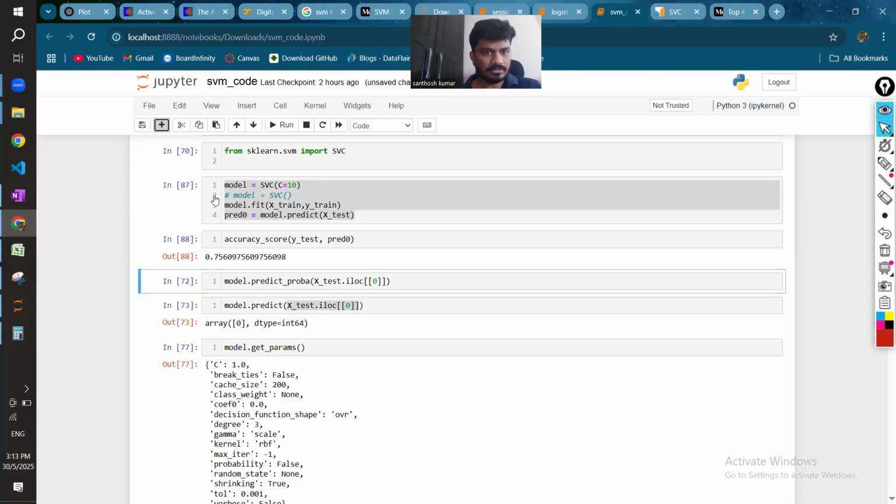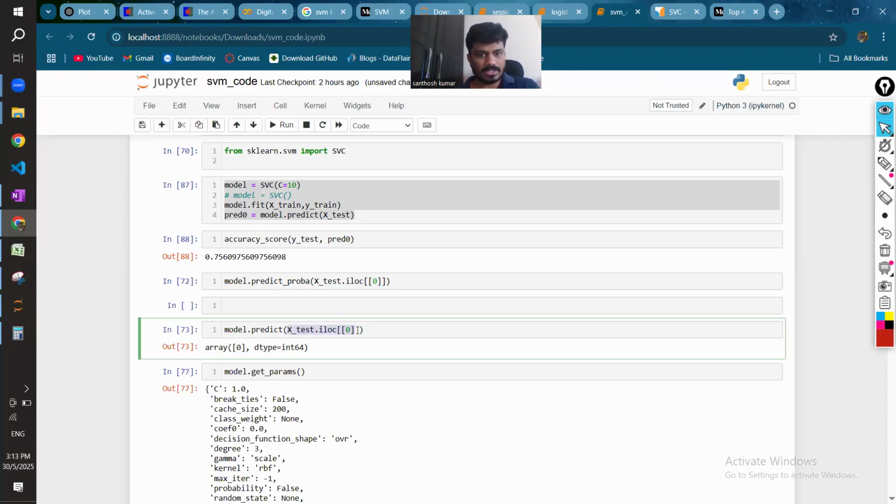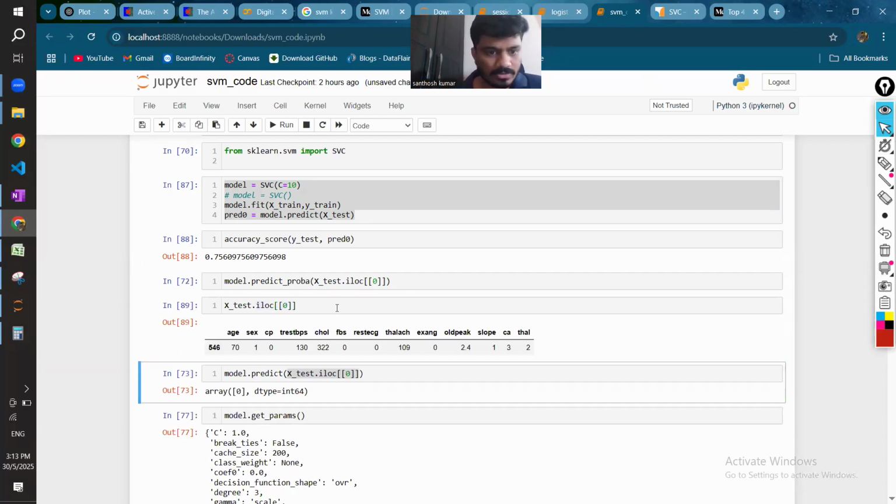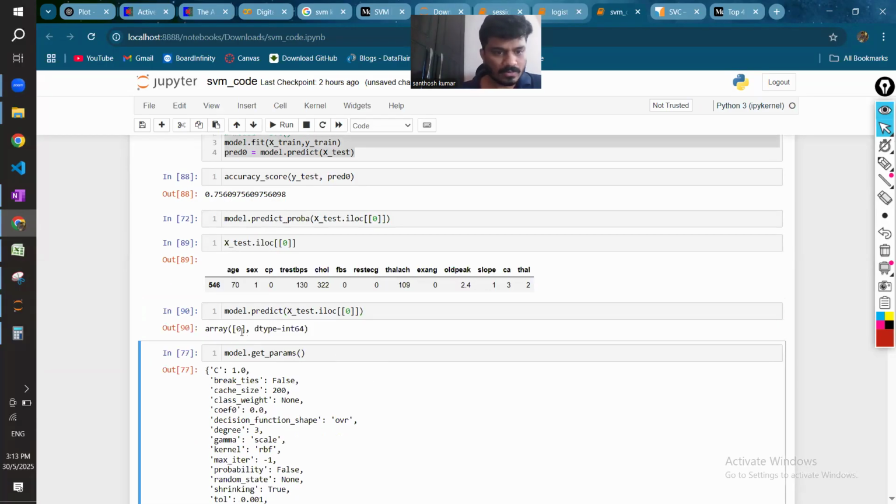Following the code, this is my X test, index 0. This is my first record in the test set. I am passing this and I'm asking it to predict, that means whether it is 0 or 1, just tell me. When I pass this, the model is saying 0.